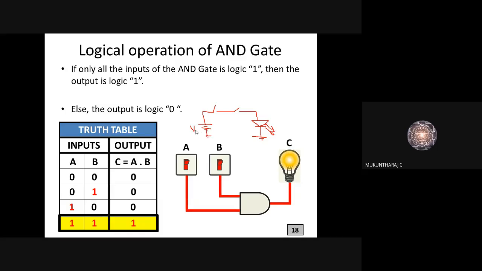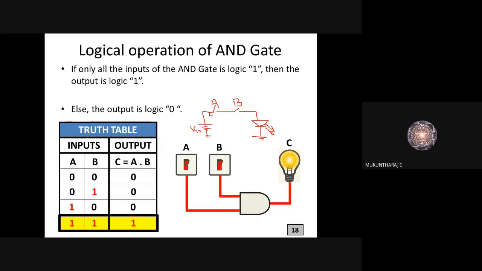Okay, this is my supply. Then these are my two switches, controlling switches. This circuit is for understanding the operation of AND gate. So I'm taking an example circuit to make clear the operation of AND gate.